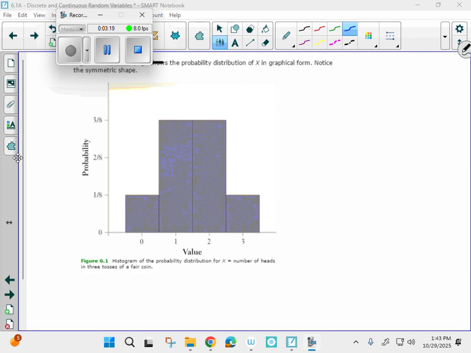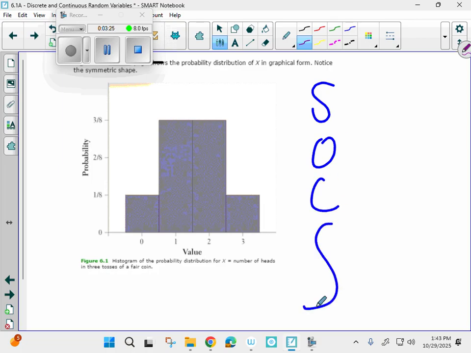And then they're going to ask you to do SOCS, describe the distribution. So do you guys remember what SOCS stands for? What's S? Shape. This one's roughly symmetric. What's O? Yeah, there's no outliers. What's the C? Center. And what's the S? Spread. All right, so we'll look at some SOCS too.